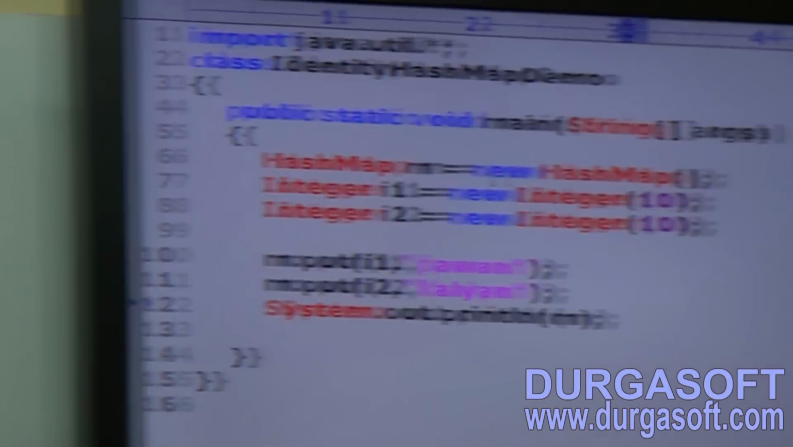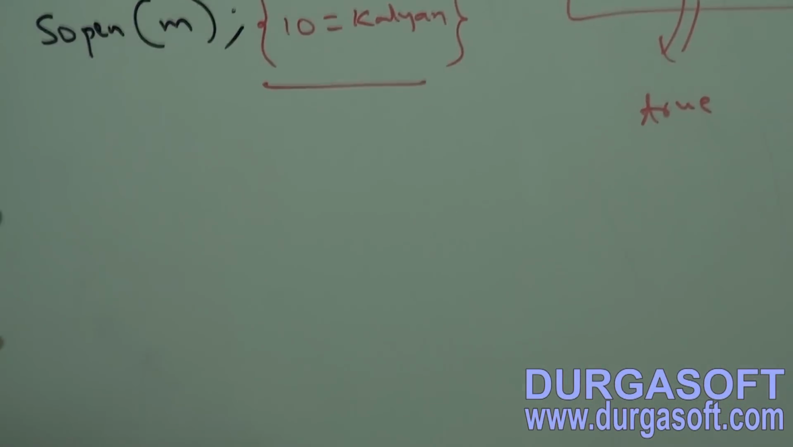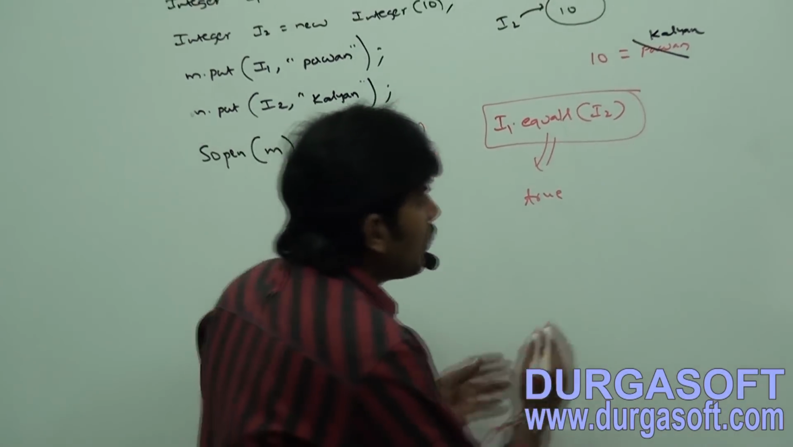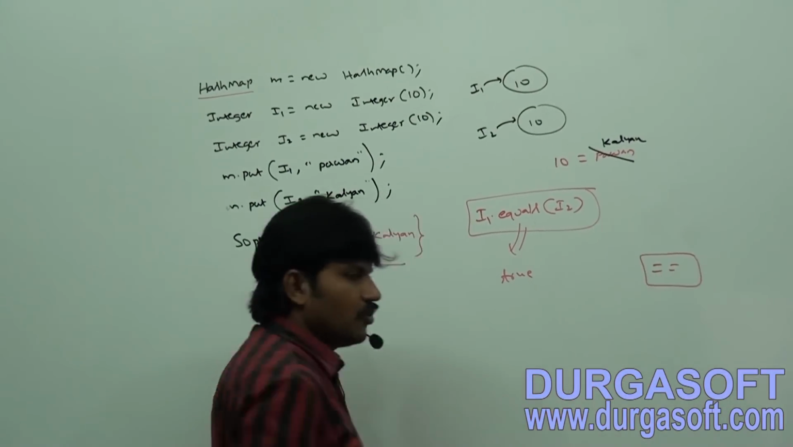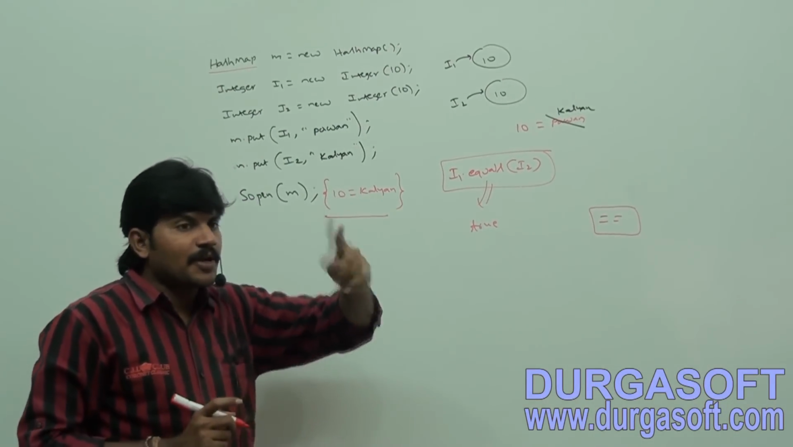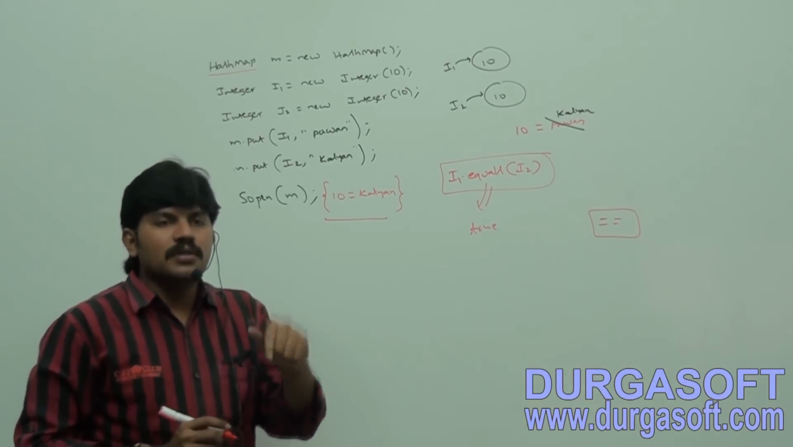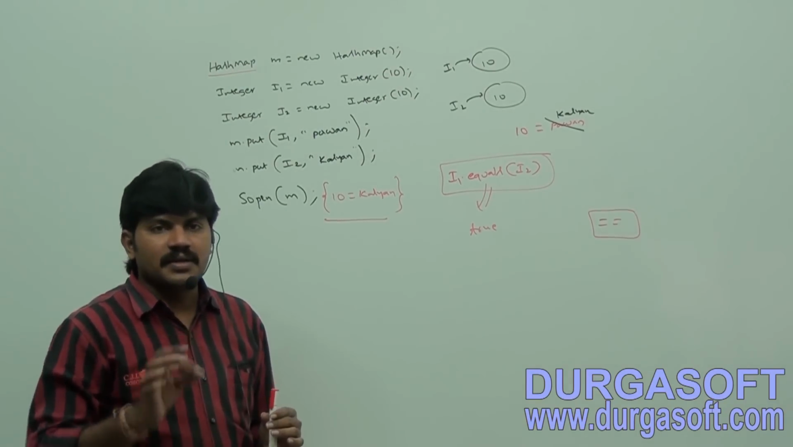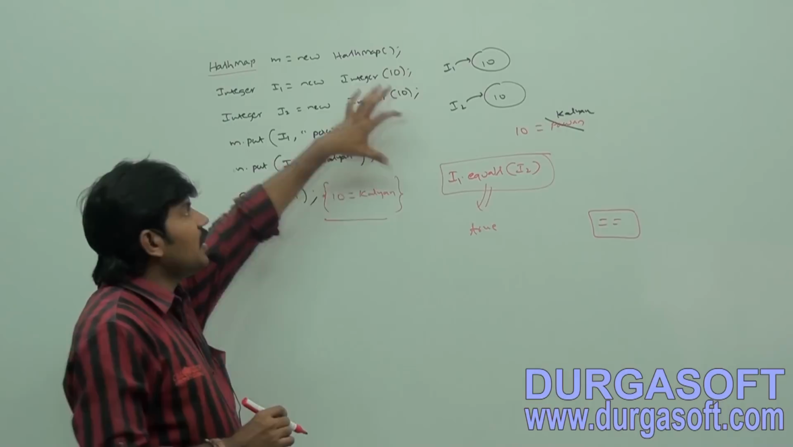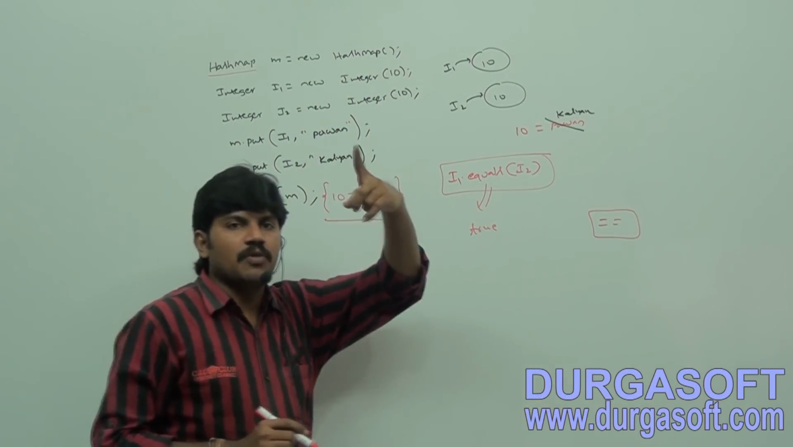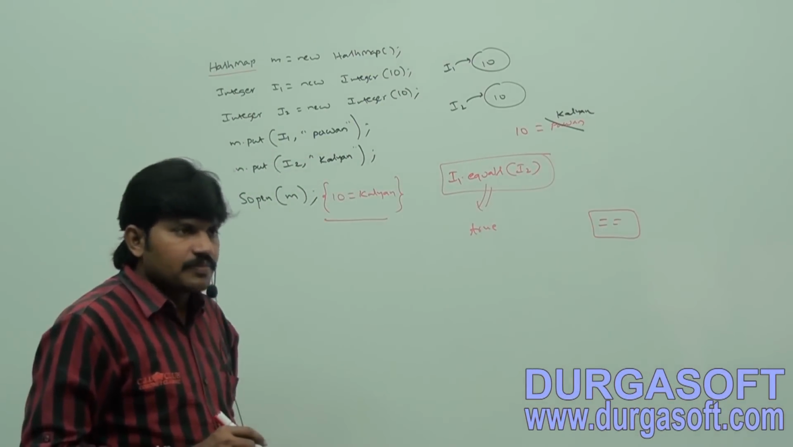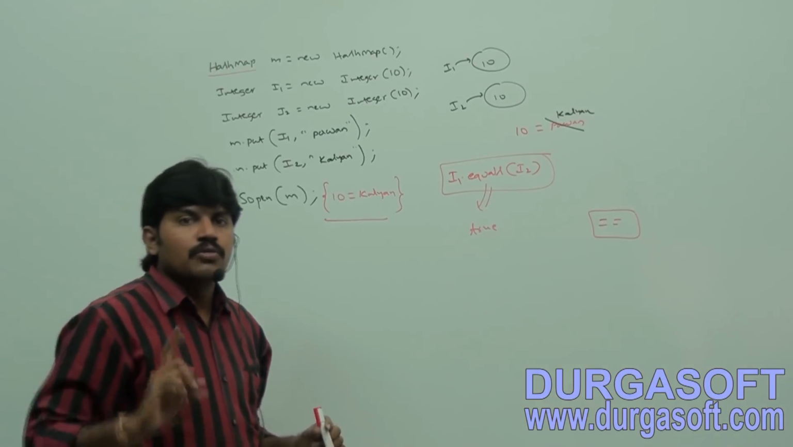But now I have to convey: JVM, don't use the equals method to identify duplicate case. Can you please use the double equal operator to identify duplicate case? If you want this, then we should go for IdentityHashMap. What is the main difference between normal HashMap and IdentityHashMap? In normal HashMap, JVM will use the equals method to identify duplicate case. But in IdentityHashMap, JVM will use the double equal operator to identify duplicate case.